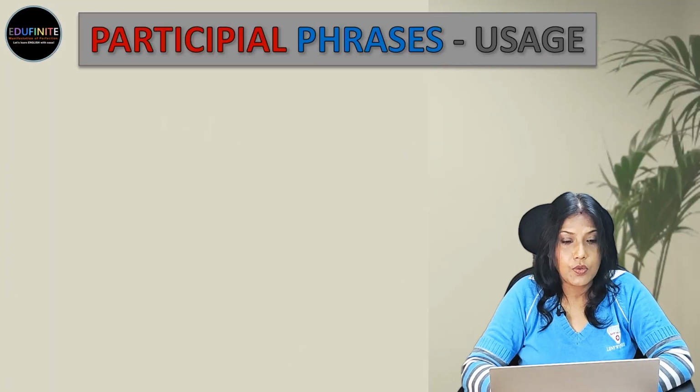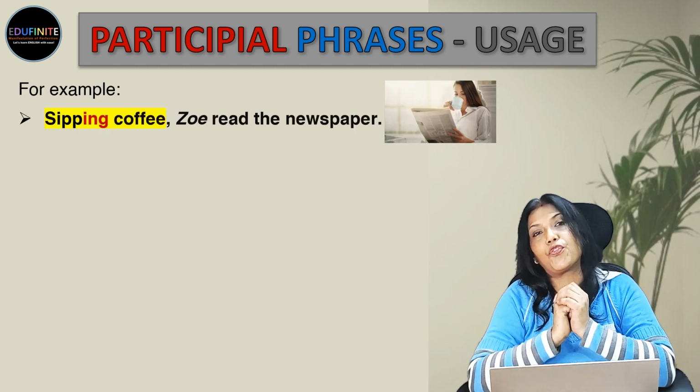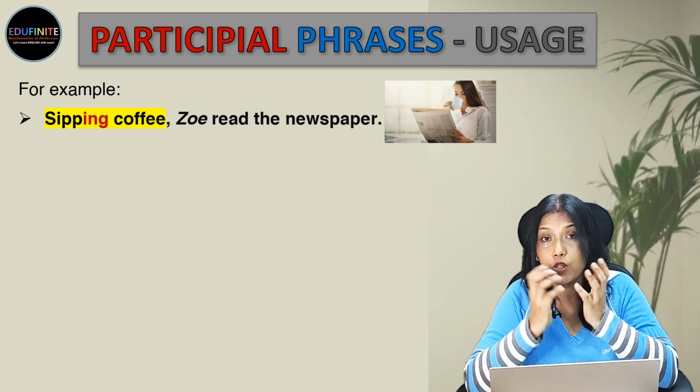Let's look into the usage of participial phrases. Let's look at the example: "Sipping coffee, Joy read the newspaper." So who was sipping coffee? Joy.